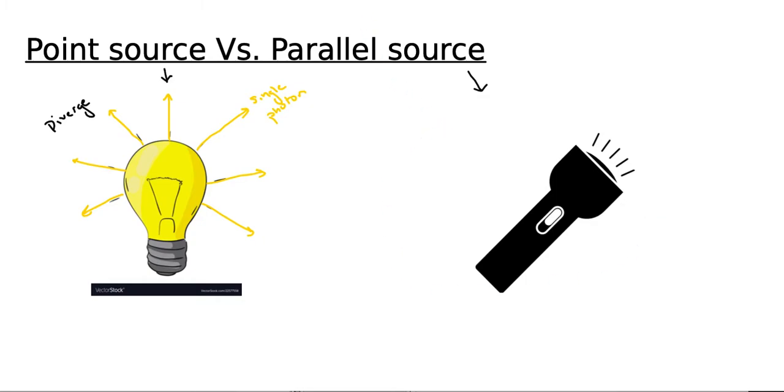Whereas on this side, what we have is a parallel light source. Or relatively parallel. Most of these have reflectors in them, but they're fairly parallel. And what that means is if you were to point this at a wall, the rays would hit uniformly, or the photons would hit uniformly.